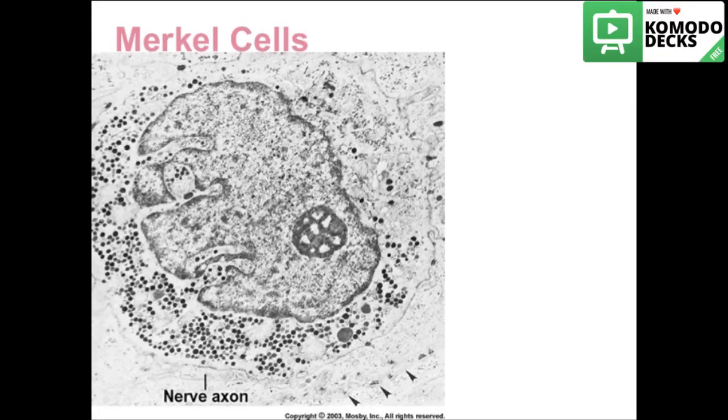Merkel cells are non-dendritic cells. They are often closely opposed to nerve fibers, as seen here, because they act as a receptor for sensory function. These cells are often seen deeply invaginated, and many small vesicles can be seen close to the nerve fiber.